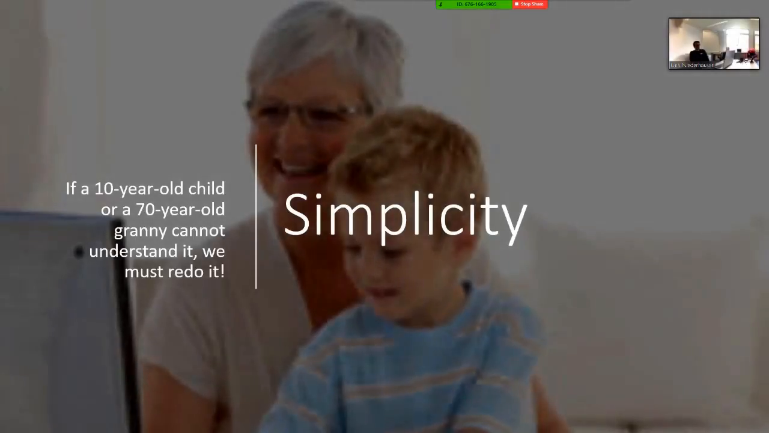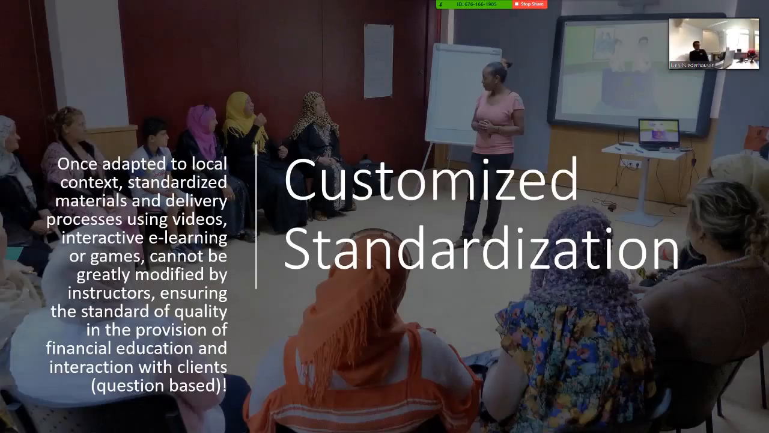And what we have learned is that simplicity is the baseline. Leonardo da Vinci used to say that simplicity is the ultimate sophistication. Simplicity doesn't mean it's not enough. Simplicity means it's enough for people to get good financial education. We have a phrase here in financial education delivery: if a 10-year-old child or a 70-year-old granny cannot understand it, then we must redo it. So simplicity is the baseline of financial education to be understood.